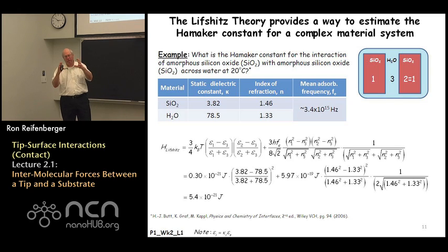This is the case where a tip made out of silicon dioxide interacts with a flat silicon wafer, which, for all intents and purposes, has a thick oxide layer on it. And let's pretend that the intervening medium is water. I just list the relevant parameters and work through the calculation here so you can see how you can start to estimate the Hamaker constant from known optical properties of the solids.